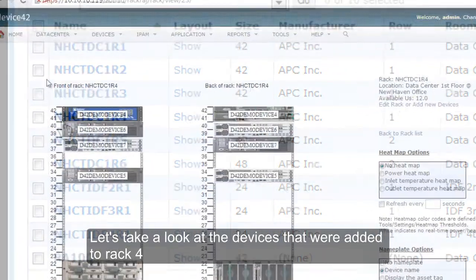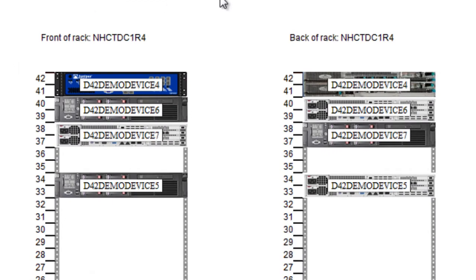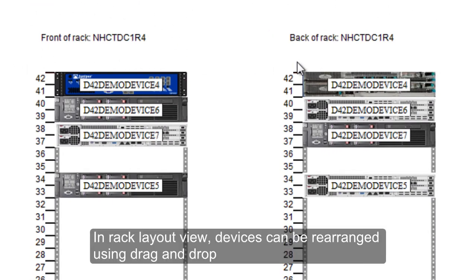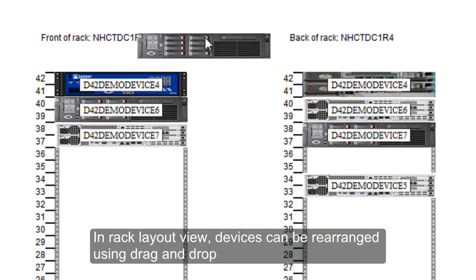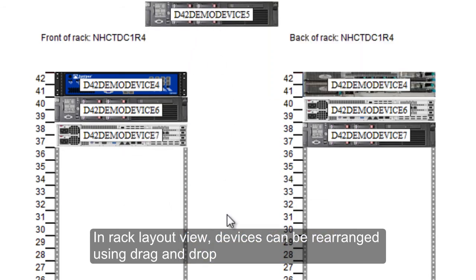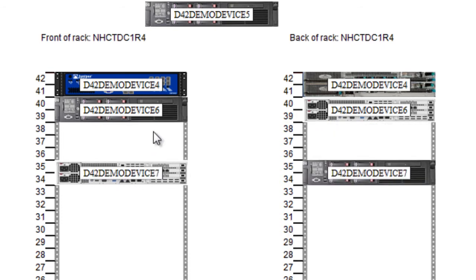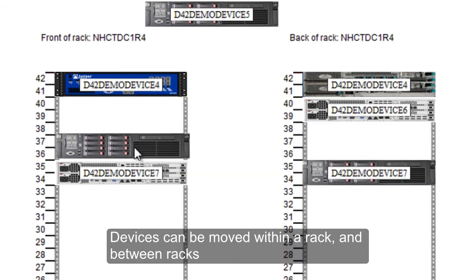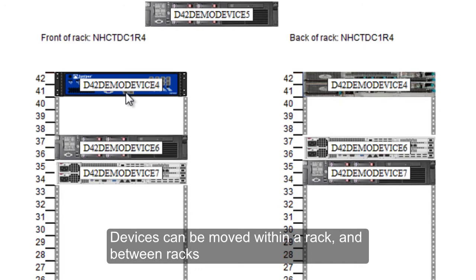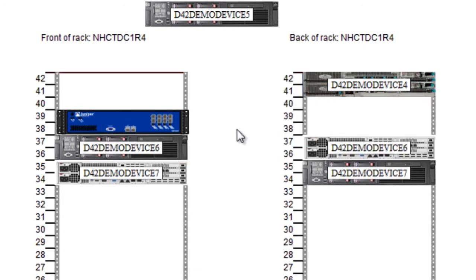Let's take a look at the devices that were added to Rack 4. In Rack Layout View, devices can be rearranged using drag and drop. Devices can be moved within a rack and between racks.